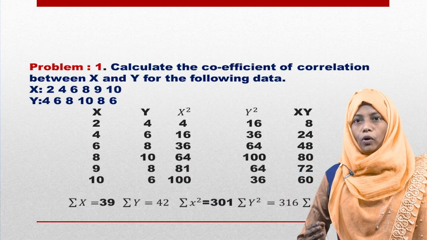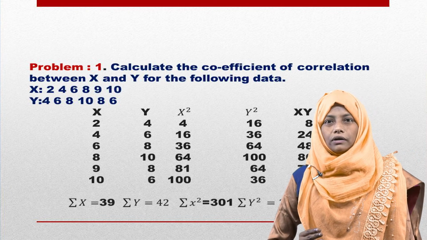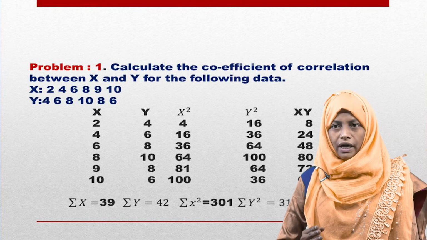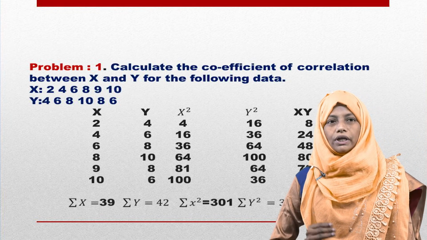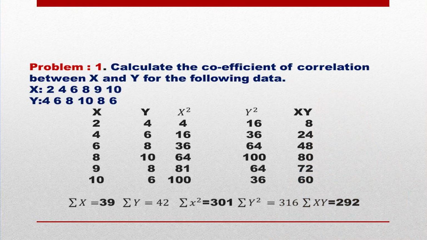Now we see a problem for the Karl Pearson coefficient of correlation. The problem is, calculate the coefficient of correlation between x and y for the following data. X values are 2, 4, 6, 8, 9 and 10, and y values are 4, 6, 8, 10, 8 and 6. Now, let us see the solution for this problem. See the table format.